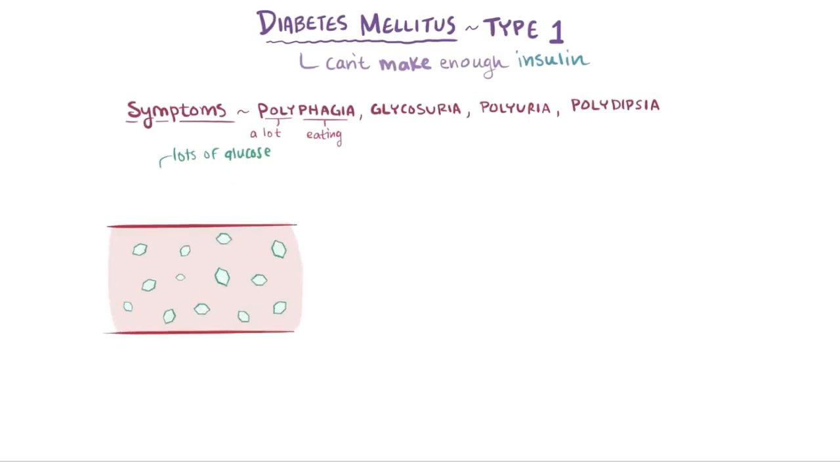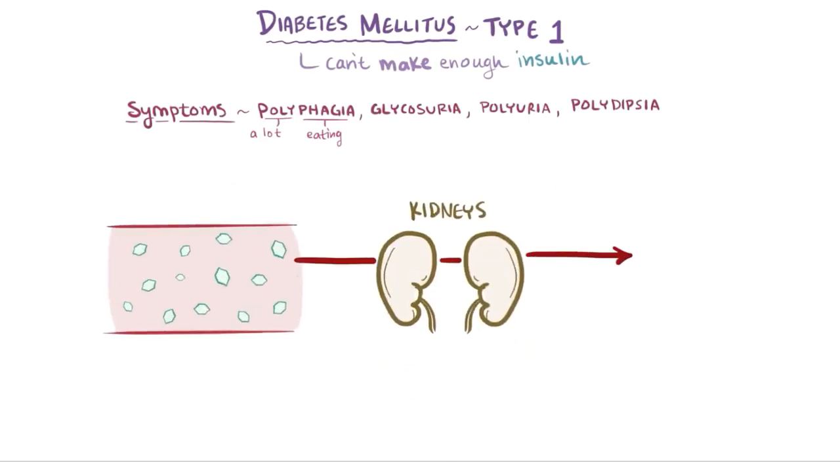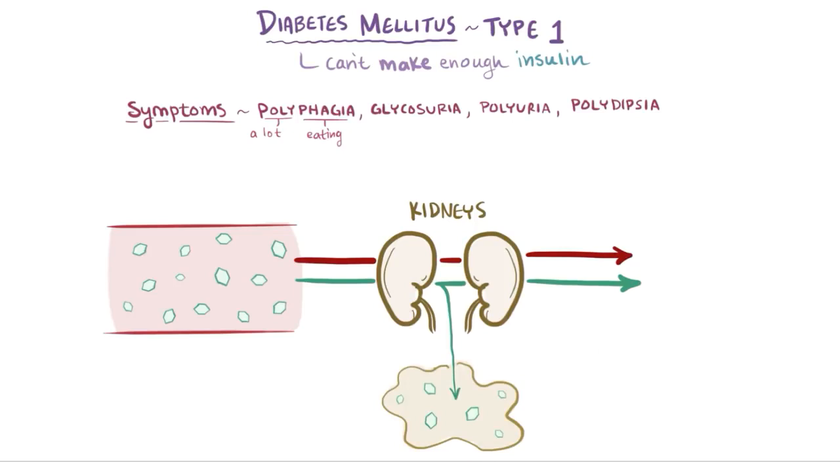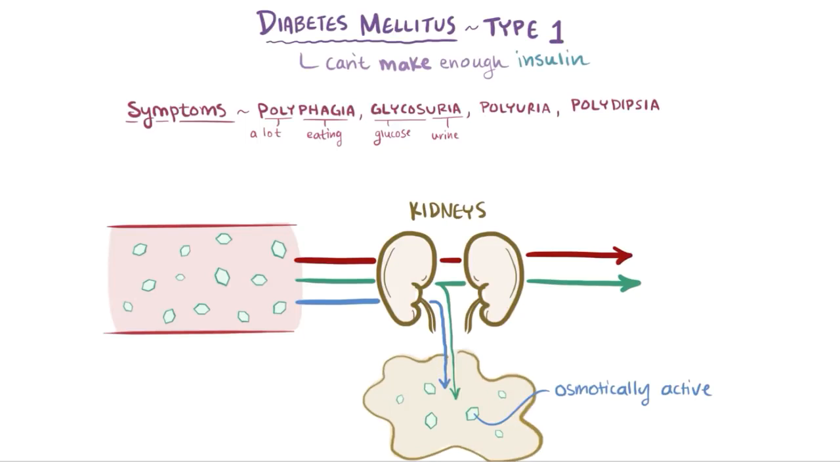Now, with high glucose levels, when blood gets filtered through the kidneys, some of the glucose starts to spill into the urine, called glycosuria. Glyco refers to glucose, and uria, the urine. Since glucose is osmotically active, water tends to follow it, resulting in an increase in urination, or polyuria. Poly again refers to a lot, and uria again refers to urine.